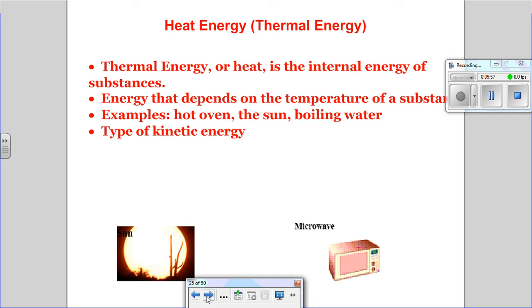Examples of heat energy would be a hot oven, the sun, boiling water. This is also a type of kinetic energy. We've learned that when you heat up or add heat energy to substances, they move around. It causes things to move around. So this would be a type of kinetic energy.